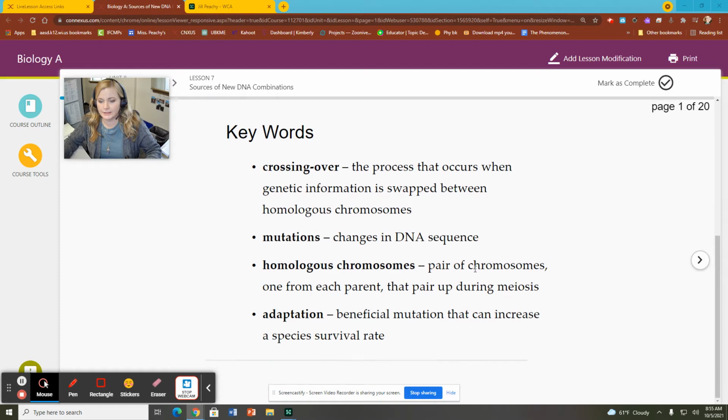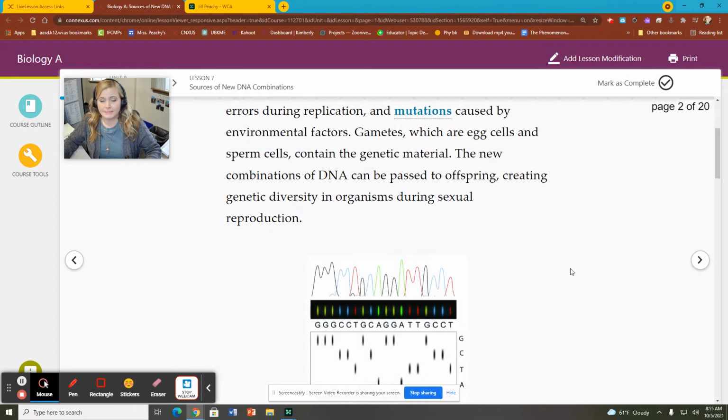Our keywords in the content part of this lesson are crossing over, mutations, homologous chromosomes, and adaptation. All right, so let's move ahead here. Some of this is going to be review. A lot of it's going to be review. As I said, we keep touching the same concepts, hoping that as we go through them over and over again, eventually you'll come to some level of understanding.